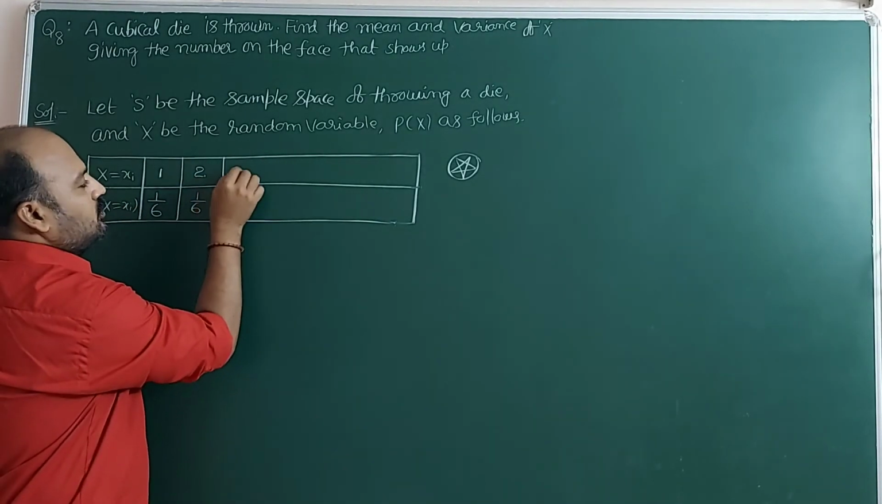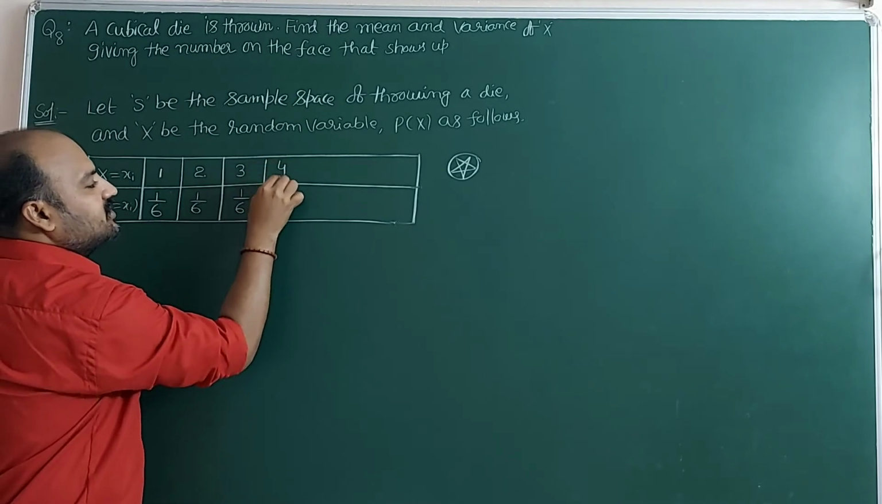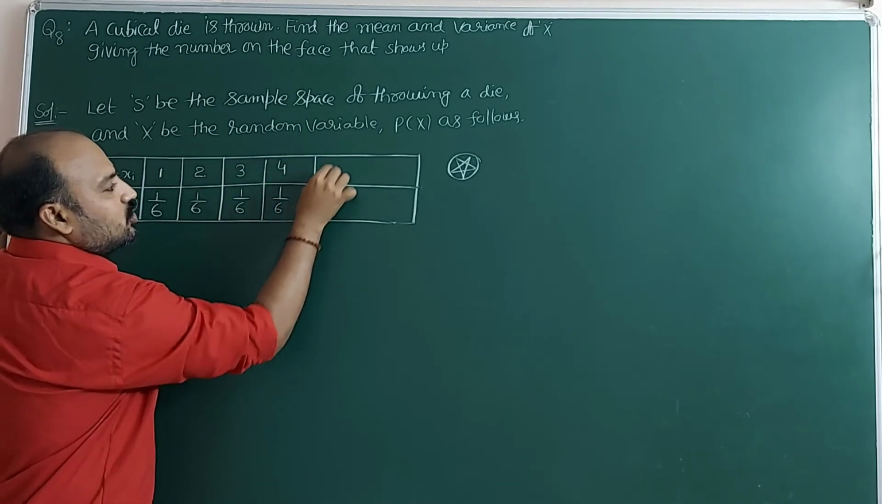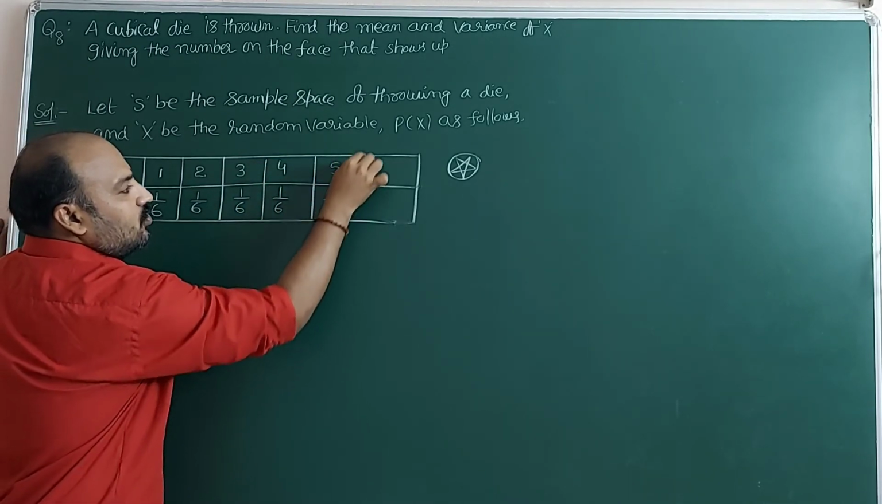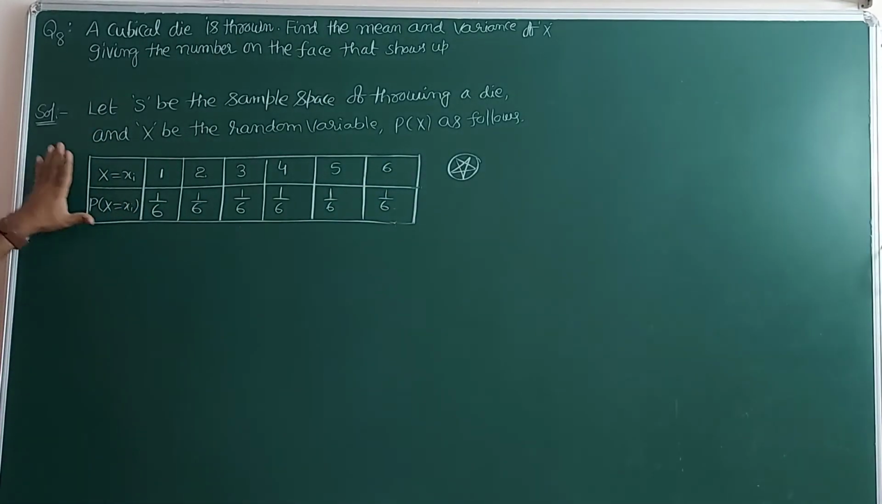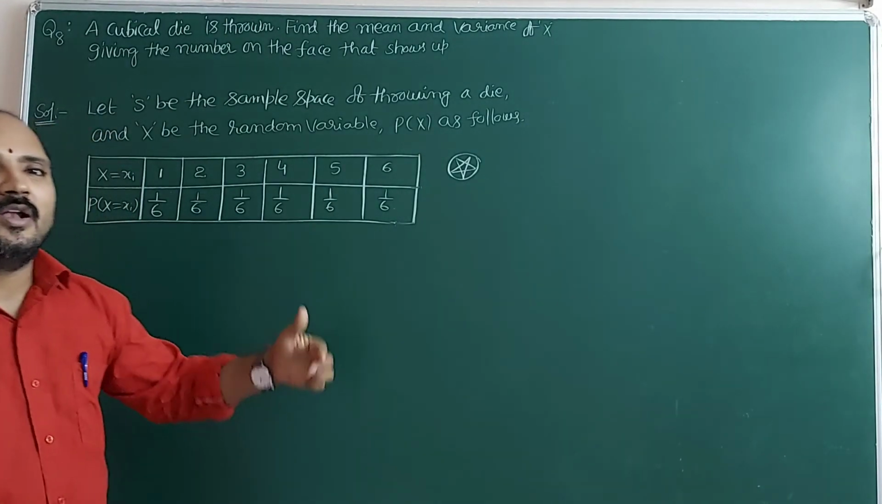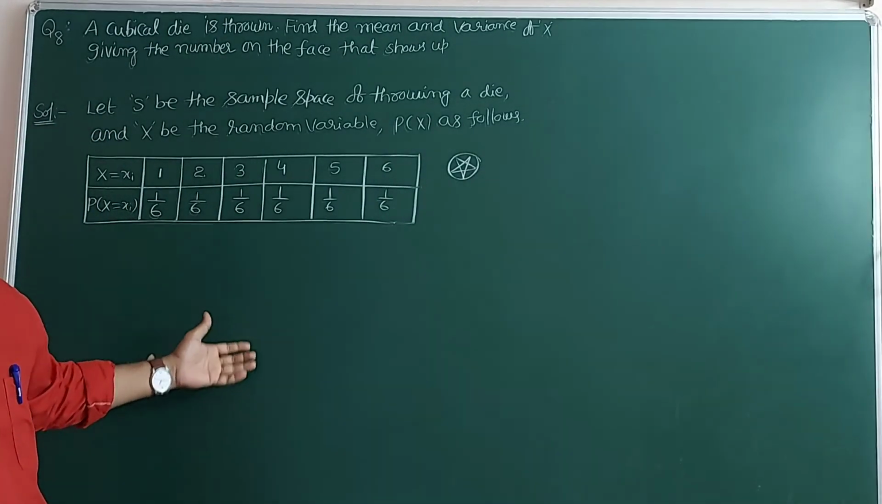For 3 also we are getting 1 by 6. For 4 also 1 by 6. For 5 also 1 by 6. For 6 also 1 by 6. After making the table, the rest of the procedure is easy, no? Like the number of problems we discussed in this session.